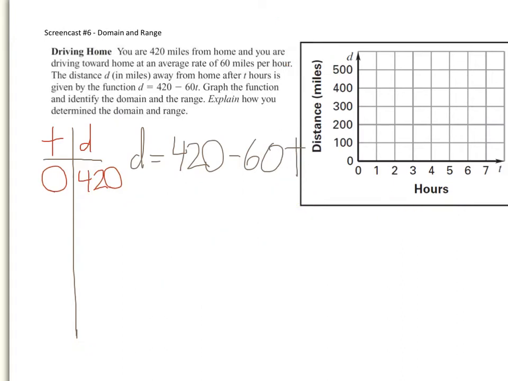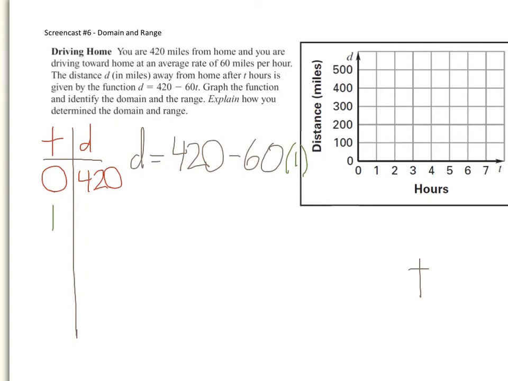So now that we know that when time is 0, the distance is still 420, let's go to the next hour. Now keep in mind, it's domain. We can choose anything that we want. All right, so I'm going to keep it simple still. Let's say our next time that we want to calculate is 1. So t is now 1. So get rid of t, and replace it with the number 1.